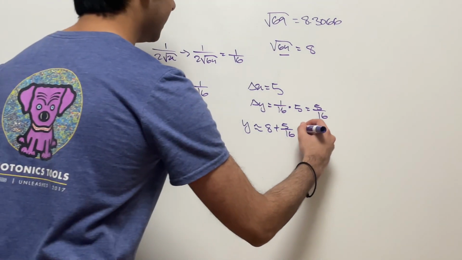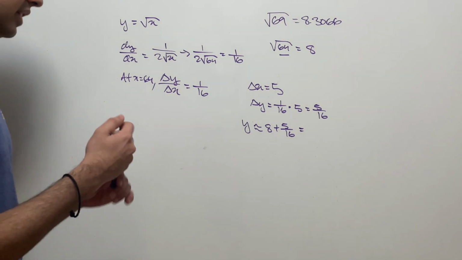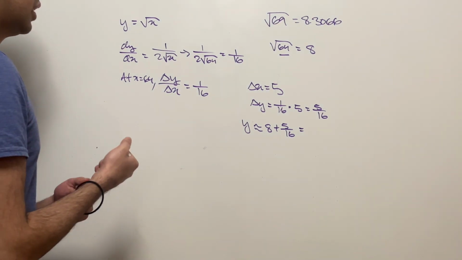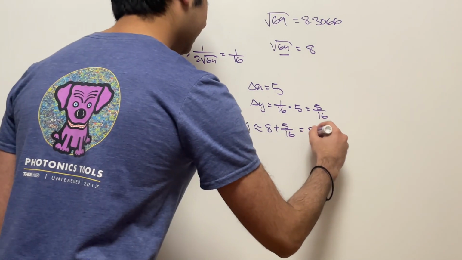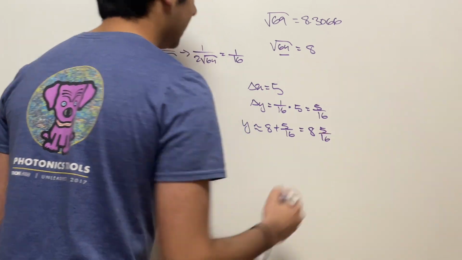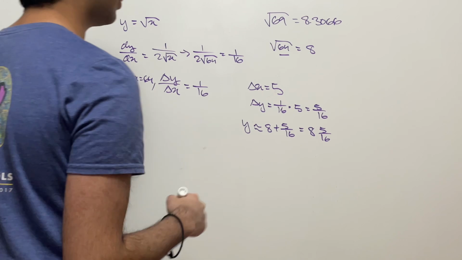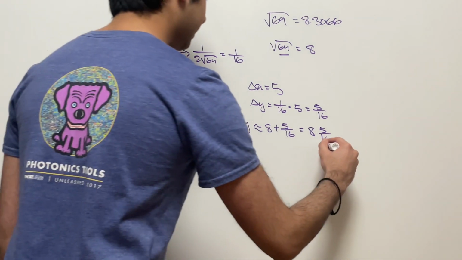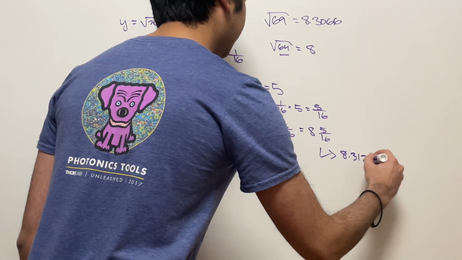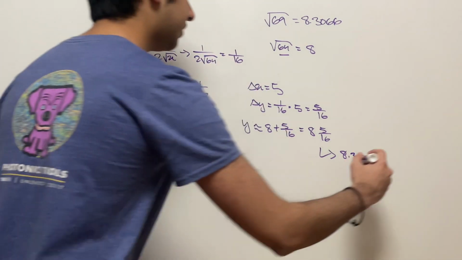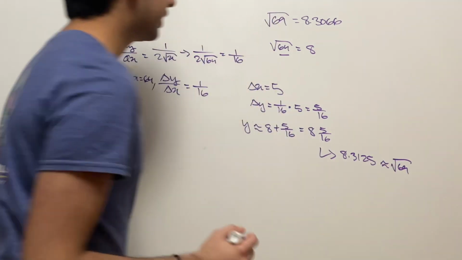So our guesstimate for y is 8 plus 5 over 16, or 8 and 5/16. Now, if you know your decimals and your fractions of 16, you can really easily calculate this to be 8.3125. And that's our guesstimate for the square root of 69.